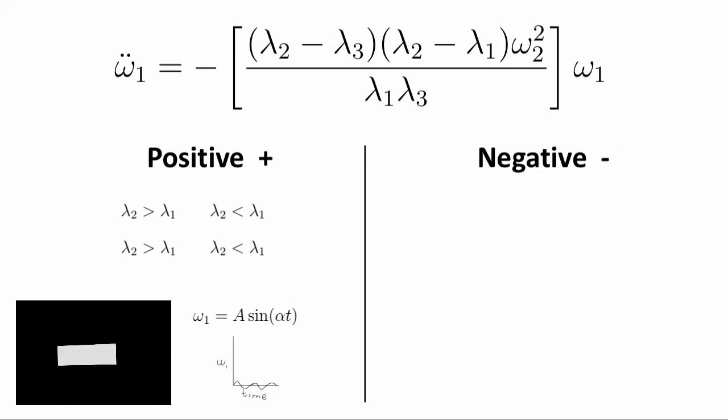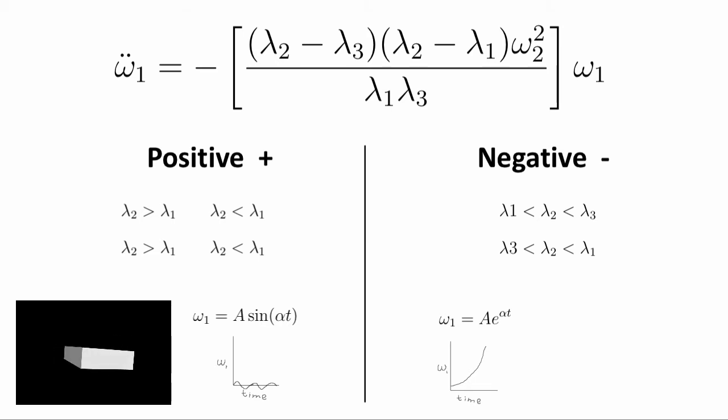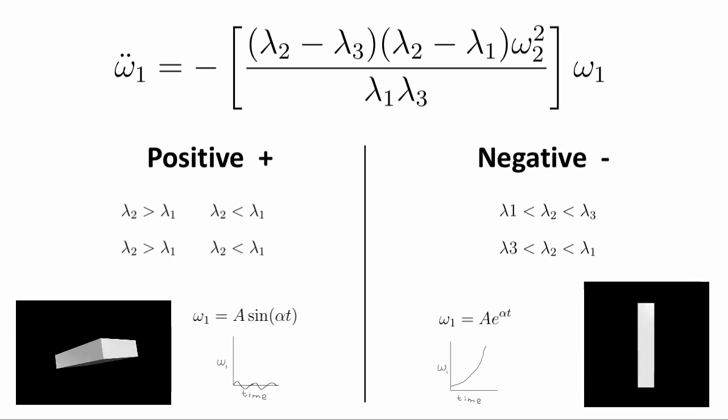But our solution for when the constant is negative shows the real magic. This happens when lambda 2 is between lambda 1 and lambda 3. The solution for omega 1 is now exponential and increases dramatically with time. As time increases, the angular velocity on axis 1 grows and grows until the object is tumbling out of alignment. This is why our deck of cards tumbles and spins in all directions.